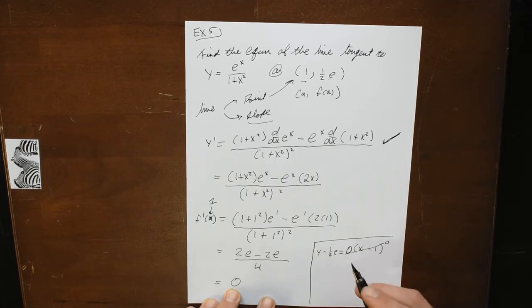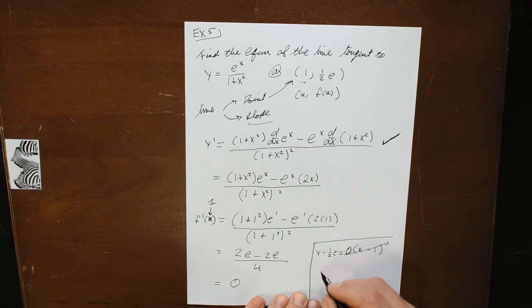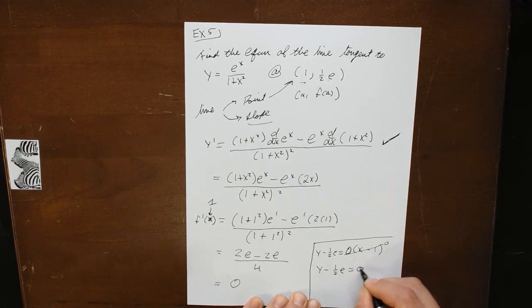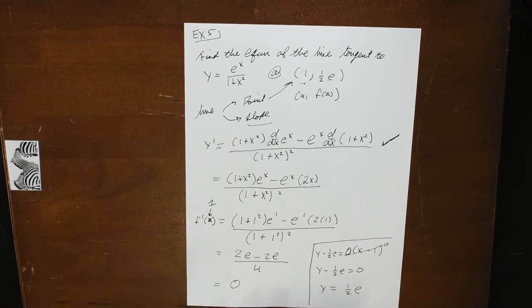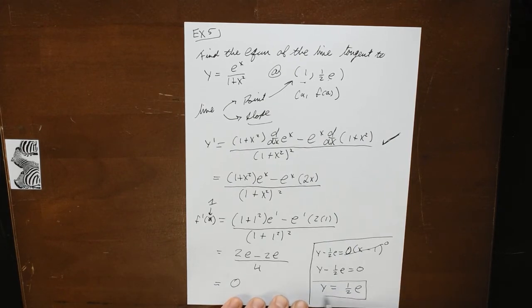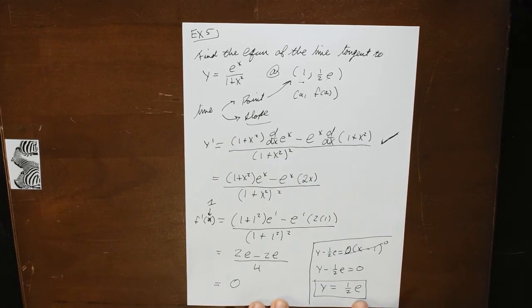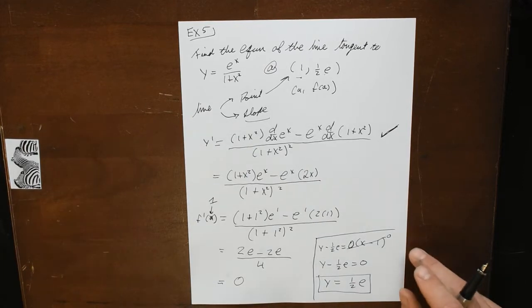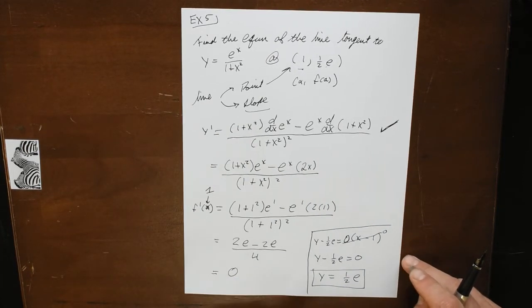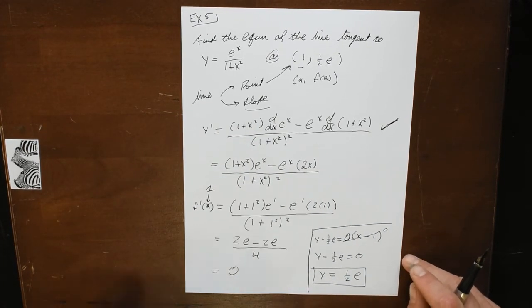Any number times 0 is equal to 0. And we're left with y minus 1 half of an e is equal to 0, or y is equal to 1 half of e. Perfect. It's what we expect. When y is equal to a number, we have a horizontal line. Our slope was 0, we knew we had a horizontal line.